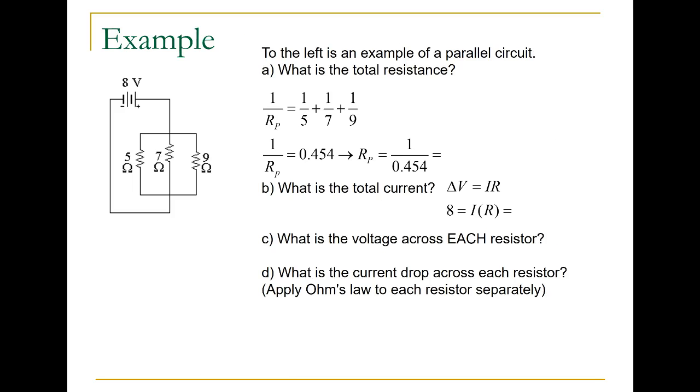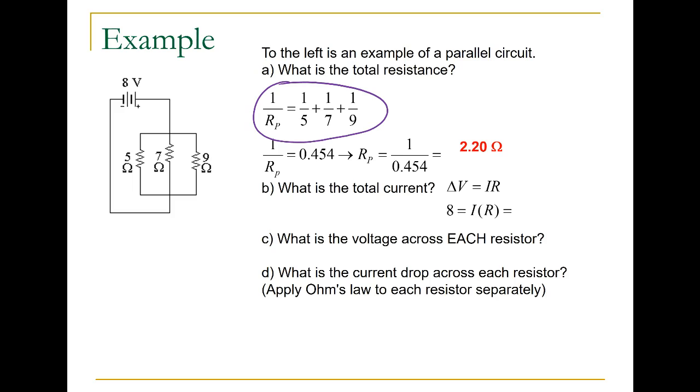Okay, so here's an example. We have a parallel circuit here, and we want to find the total resistance. Because they're in parallel, we apply our equation that 1 over R is 1 over R1 plus 1 over R2 plus 1 over R3. Sometimes the numbers are going to be nice, and sometimes they're not. In this case, it's not so great, but 1 over R is 0.454, so that means that R is 2.2 ohms.